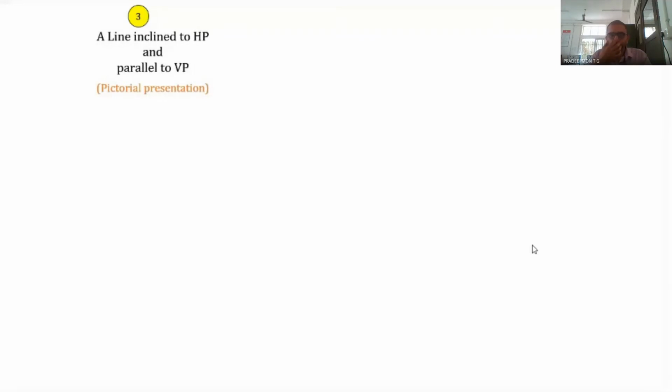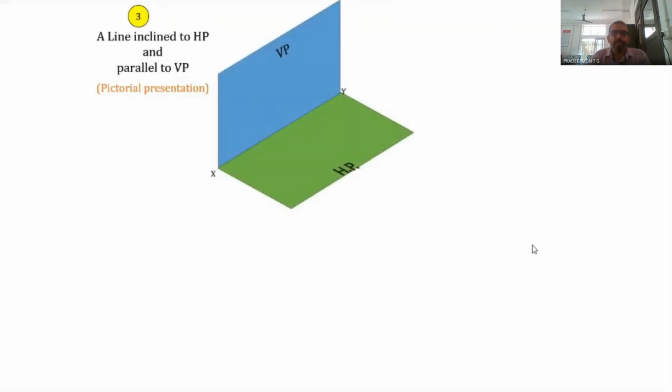In this case, what we describe is a line which is inclined to HP and parallel to VP. That is the condition. So the pictorial representation will be something like this. Here it is shown that the VP as well as HP is given. Now this is the line. This line is assumed to be parallel to VP and inclined to HP. So this is the line AB, and it makes an angle of theta degrees with the HP.